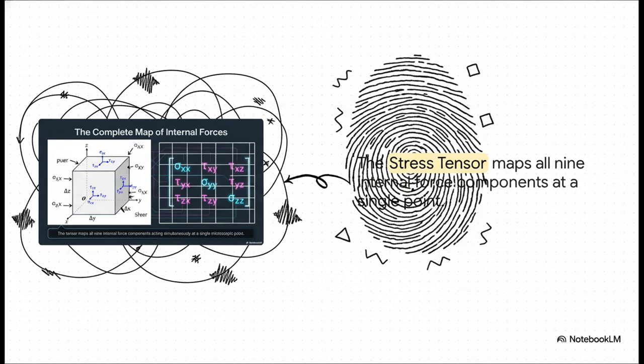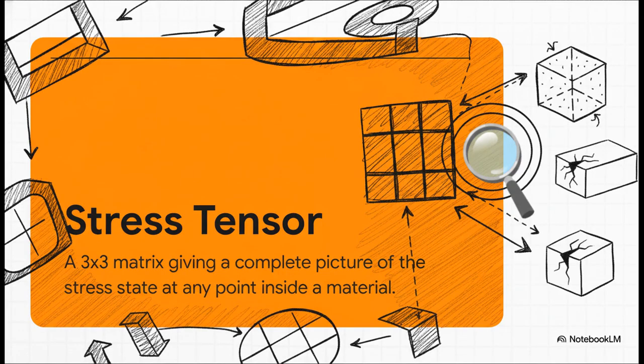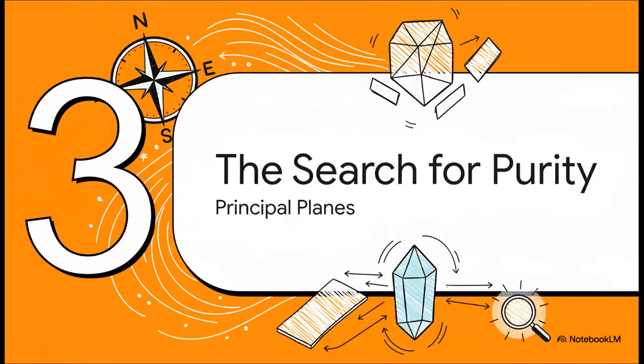Don't just think of it as a bunch of numbers. Think of it as a complete fingerprint of stress at that one exact point. So, what this really means is that we now have a full mathematical description of every single one of those internal forces. We've captured the entire 3D reality in one elegant tool. But, a map is only useful if you know how to read it, right? Our next job is to find the most important information that's hidden inside that matrix. And that leads us to the next really cool stage of our quest.